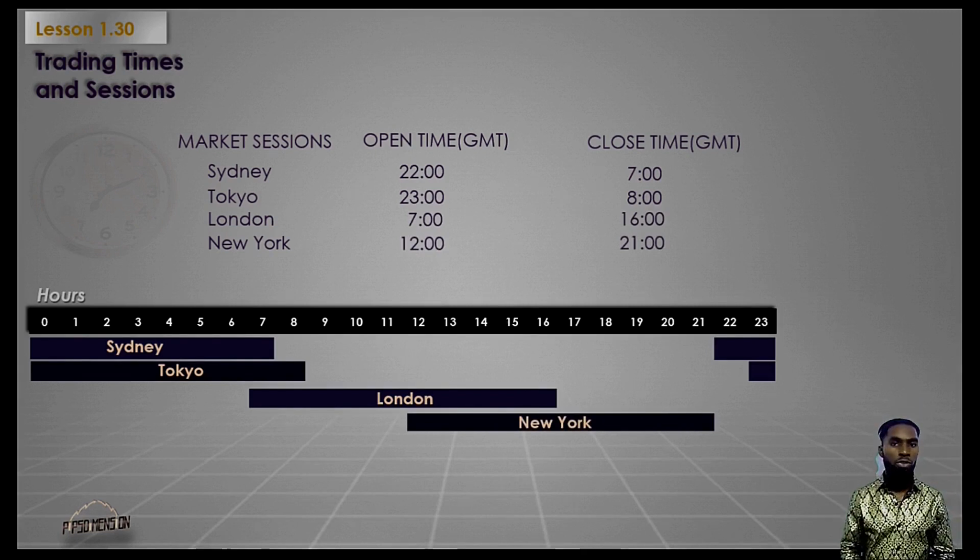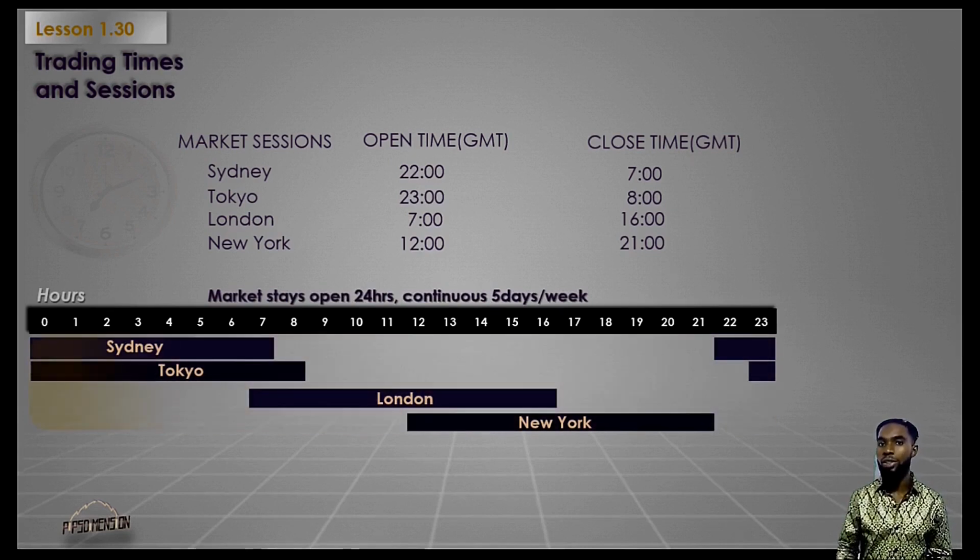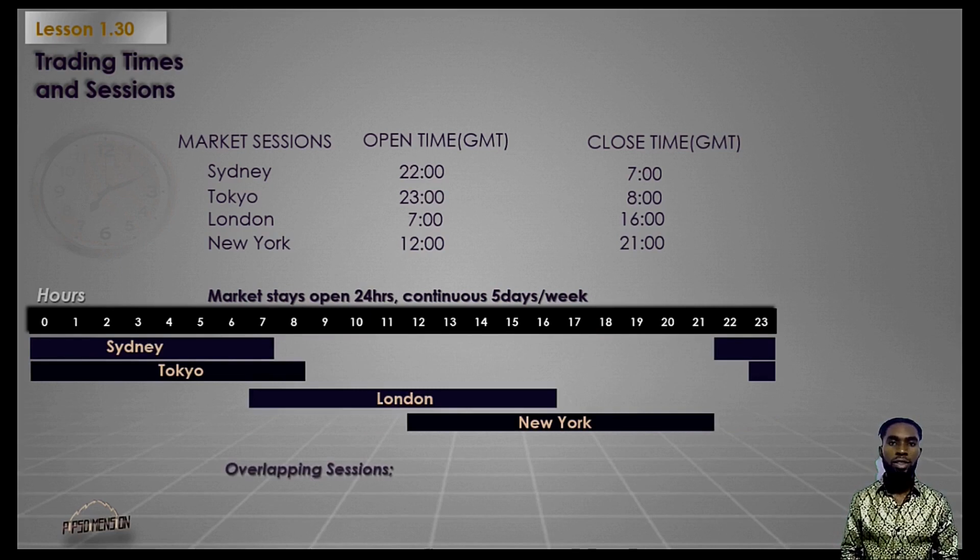So you can make out from the opening and closing times of the 4 main sessions that at least one of the sessions stays open at any time of the day to keep the market running 24 hours. And it stays open for 5 days in a week. You can also make out that some of the sessions overlap with others. For example, the Sydney session overlaps with the Tokyo session within the hours of 23 to 7 GMT.